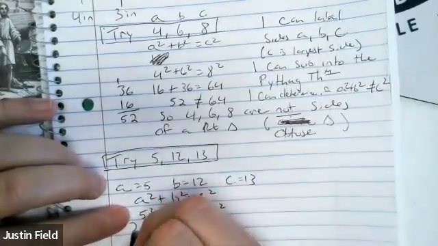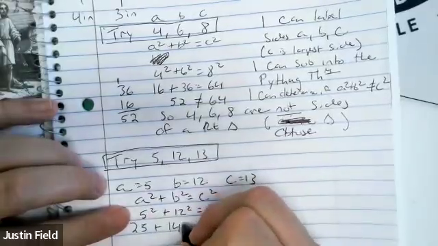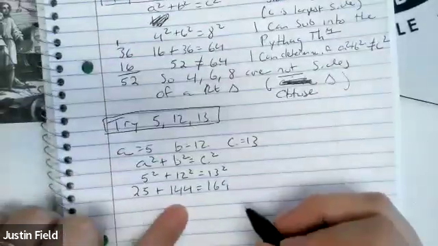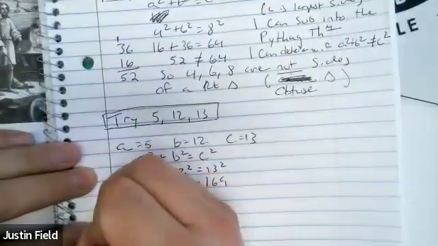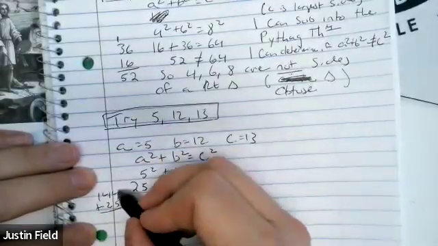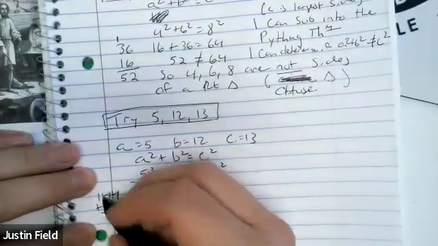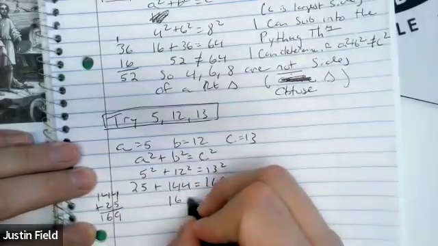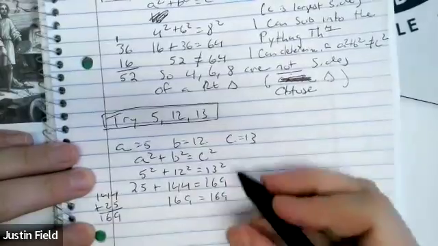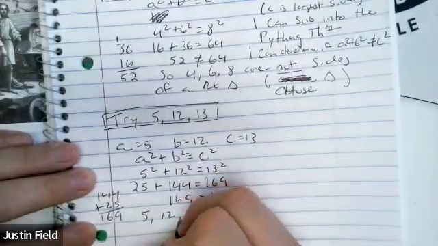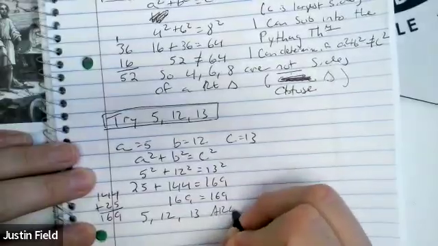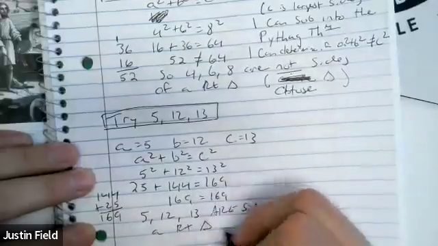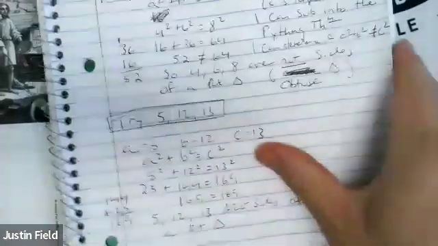So 5 squared is 25. 12 squared is 144. 13 squared is 169. Now I'll add these two numbers together over to the side. 4 plus 5 is 9. 4 plus 2 is 6. Look at that. Okay, so that is exciting to me. So that means 5, 12, and 13 are sides of a right triangle. Boom. Okay, the sides of a right triangle.